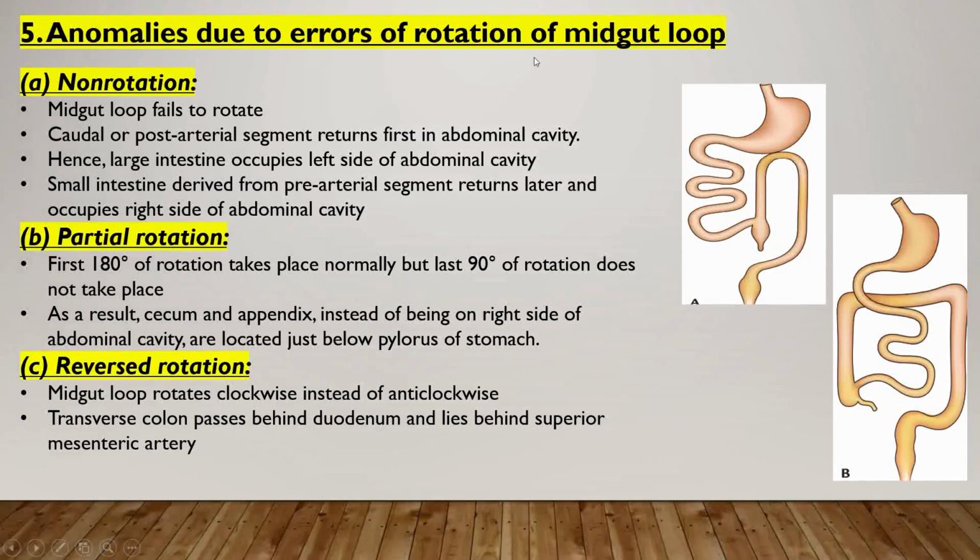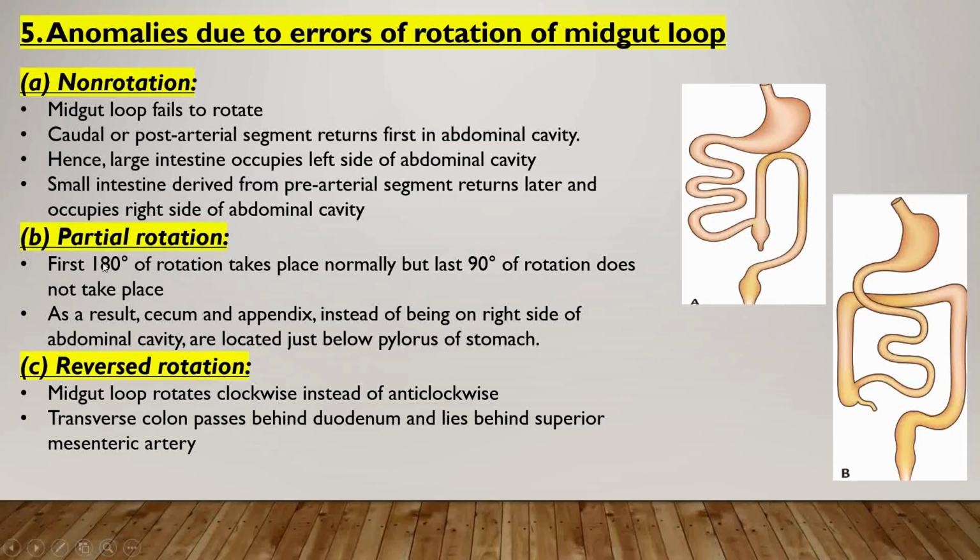Now, anomalies due to error of rotation of the midgut. First one is non-rotation. Here there is no rotation at all. So the caudal or post-arterial segment returns first into the abdominal cavity, and the large intestine occupies the left side of the abdominal cavity. The small intestine, derived from the pre-arterial segment, returns later, and it occupies the right side of the abdominal cavity. So you can see here the right side is the pre-arterial segment, and the left side is the post-arterial segment.